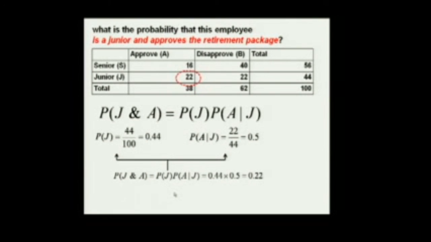So by the rule of multiplication of dependent events, P(J and A) is equal to P(J) times P(A given J). 0.44 times 0.5 gives us 0.22. Or we can go straight to the contingency table and get P(J and A) being 22 divided by the total, and that will give us the probability of J and A for dependent events.